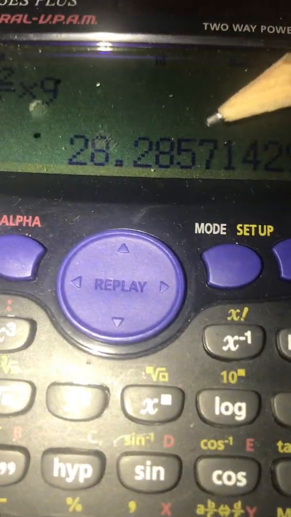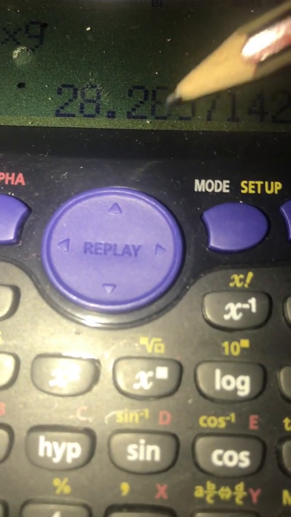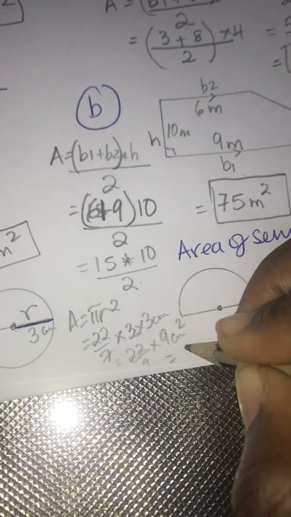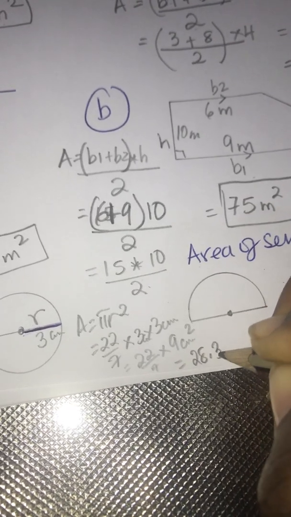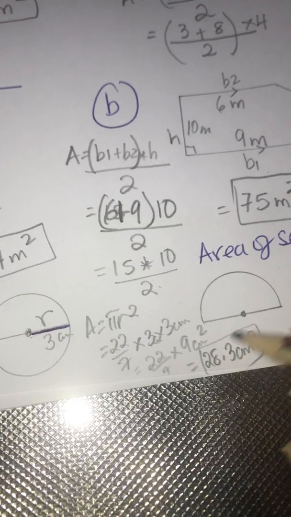So if the question tells you to round to the nearest tenth, that will be 28.3. Because this is greater than 5, you add 1 here. So 28.3. So that's your answer, 28.3 centimeters squared, and you box it. Okay.